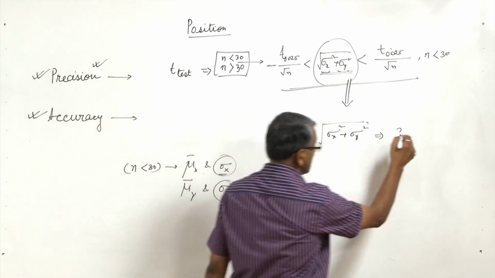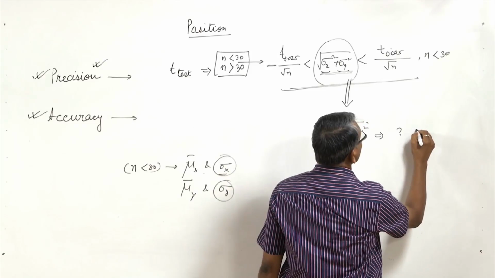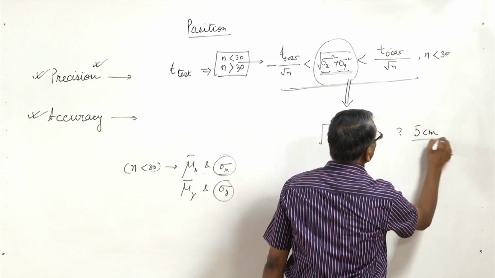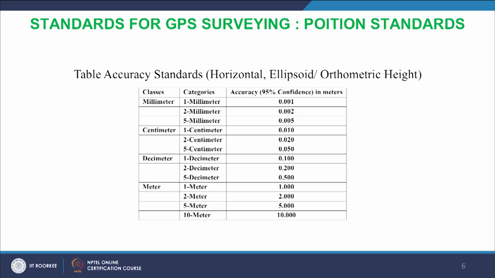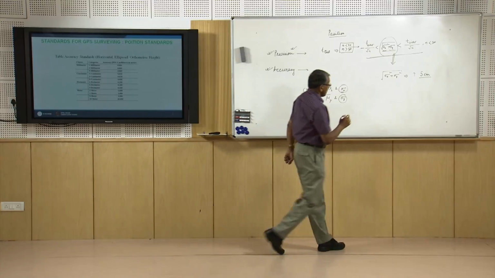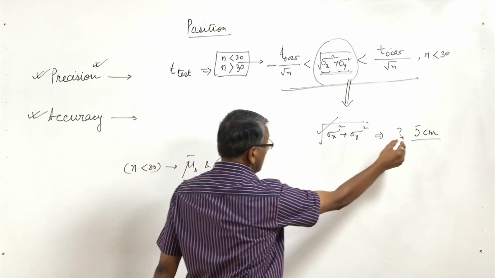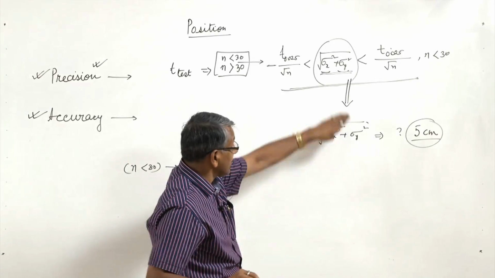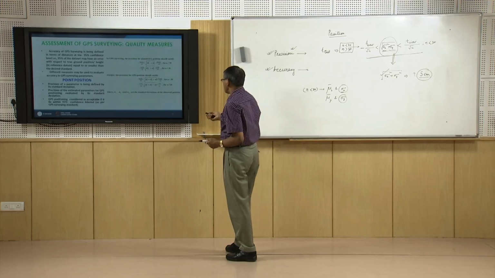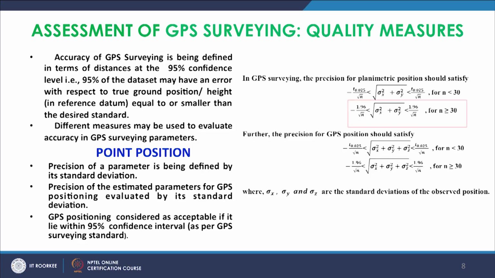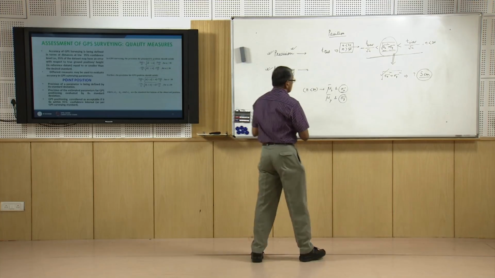Now, suppose we have this value as 5 centimeter, then as per our previous definition it will be under the category of 5 centimeter. So, we can say that this is our accuracy, or this is the standard of this. Depending upon this value we will tell it, but before that we have to satisfy this. Similar to this, if the number of observations is more than 30, then we have to use this formula. This is for the 2 dimensional case.